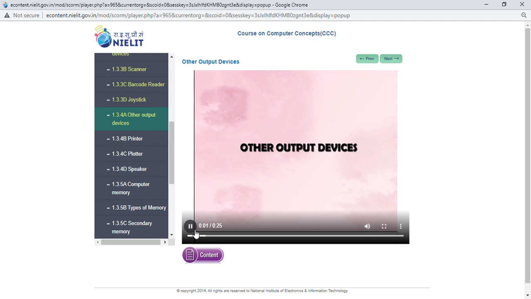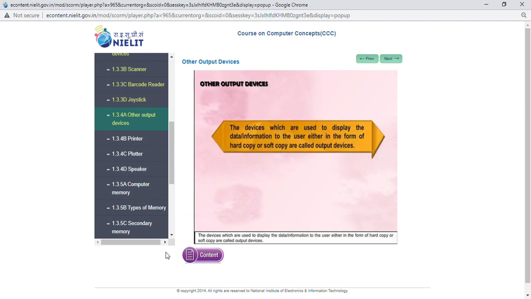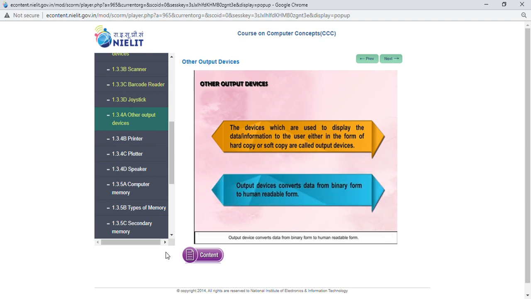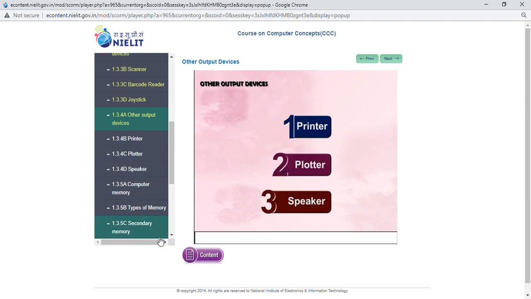Other output devices. The devices which are used to display the data or information to the user either in the form of hard copy or soft copy are called output devices. Output devices convert data from binary form to human readable form. Output devices such as printer, plotter, speaker.